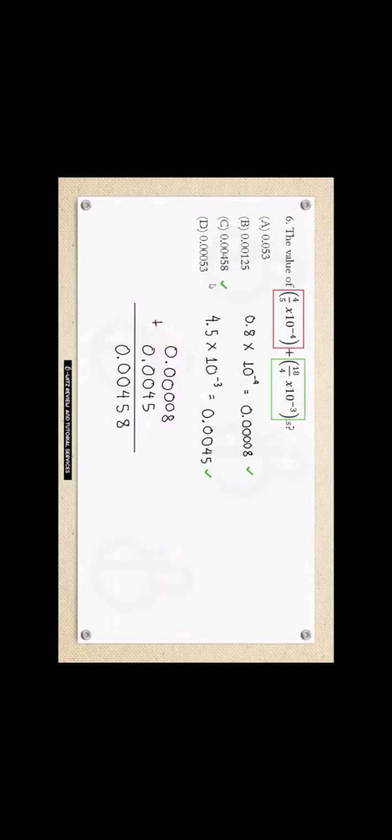Okay, now take a look here that the first term is much smaller compared to the second, because we have the exponent, which is negative 4. So the result should be slightly more than 0.0045, and 0.00458 is the only choice close enough to 0.0045.